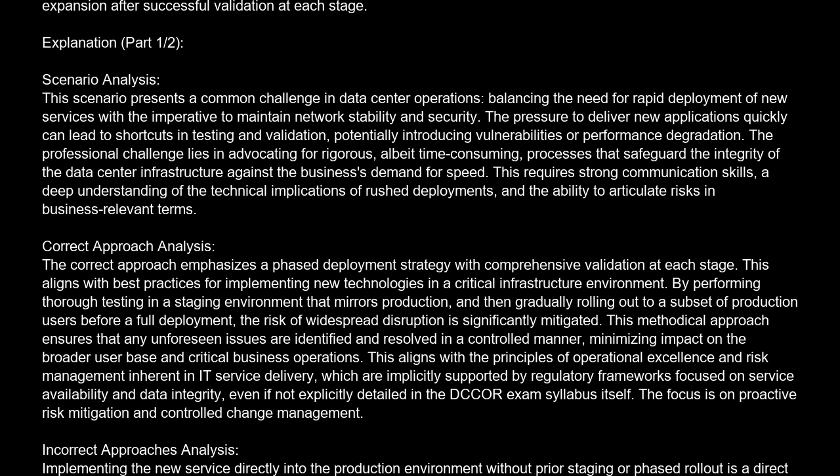This aligns with the principles of operational excellence and risk management inherent in IT service delivery, which are implicitly supported by regulatory frameworks focused on service availability and data integrity. Even if not explicitly detailed in the DCCOR exam syllabus itself, the focus is on proactive risk mitigation and controlled change management. Incorrect approaches analysis.